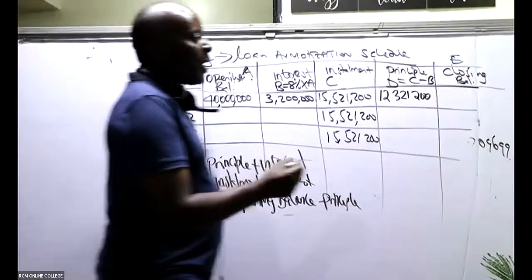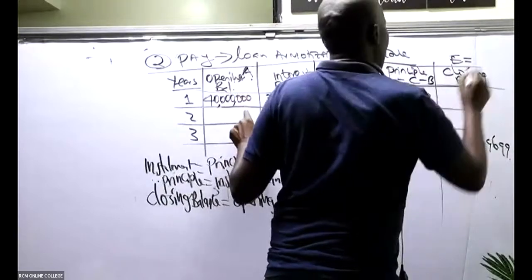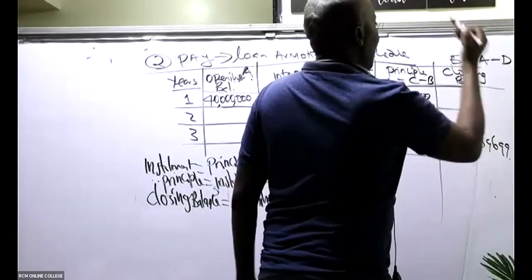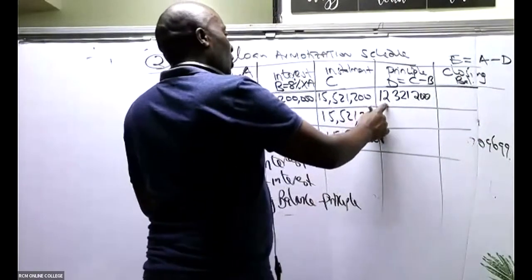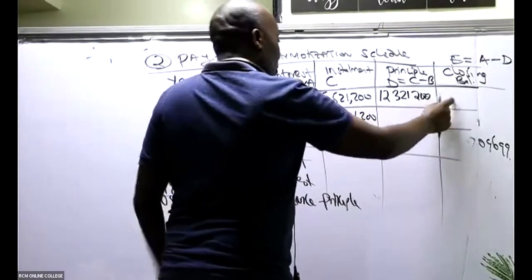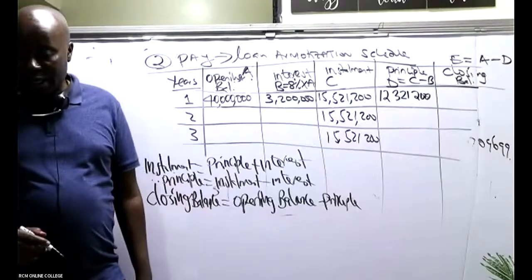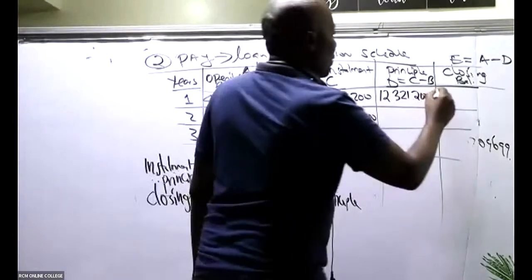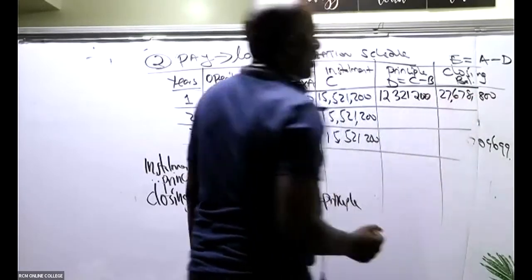Somebody has already told me that this E will be equal to the opening balance, which is this A, minus the principal here, which is this column D, A minus D. So you take the 40 million, you subtract 12,321,200. Are you able to give me a figure here? 27,678,800. Thank you very much.